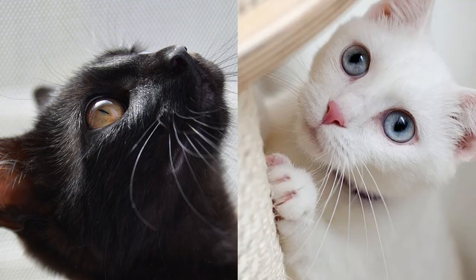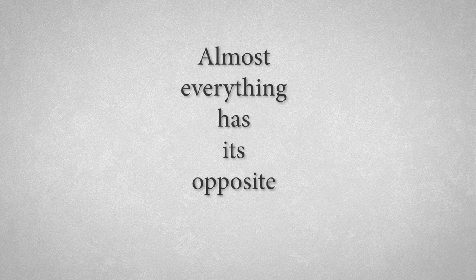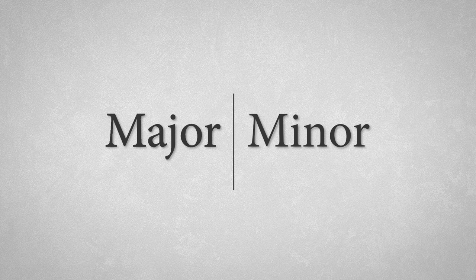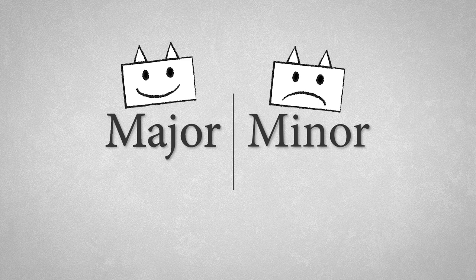Light and dark, black and white, heat and cold, almost everything has its opposite. And so has the major scale. And we could call that opposite the minor scale. Now, the major scale will sound happy, where the minor scale will sound more dramatic and sad. So, what is this minor scale, and how does it relate to the major scale?